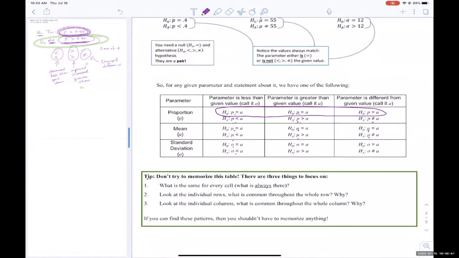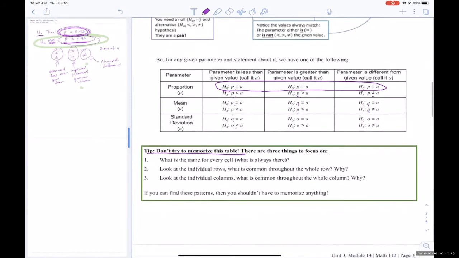Don't memorize this. You just have to memorize the null hypothesis. Null hypothesis is always equal to, and the parameter will always change depending on what type of information you're given. If you're given a proportion, then it's going to be dealing with p, and so forth.